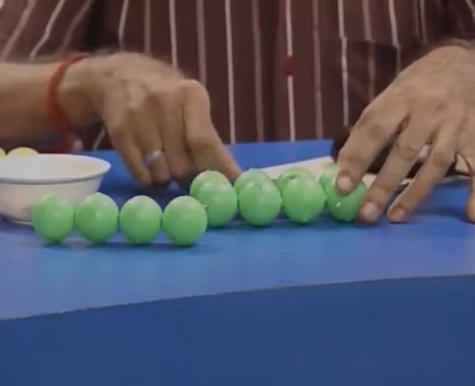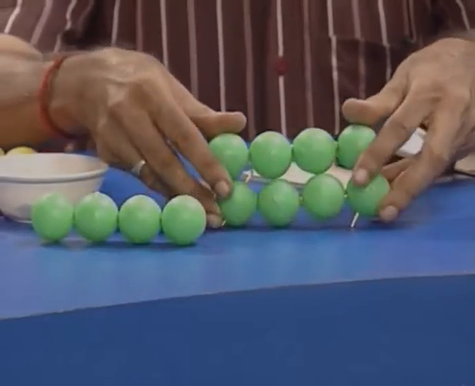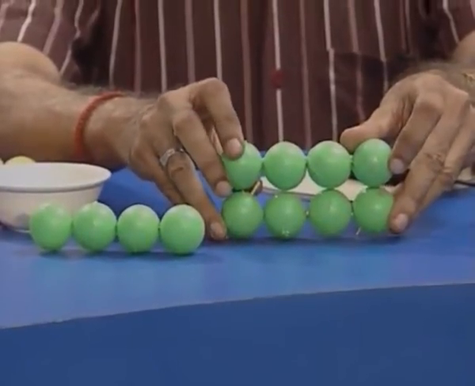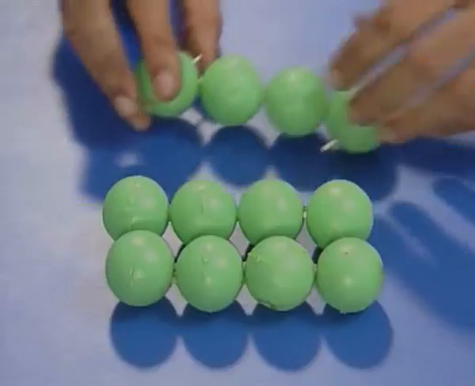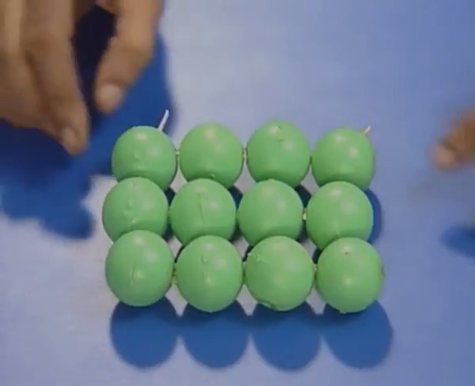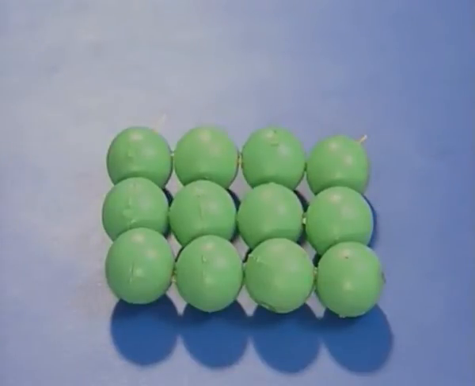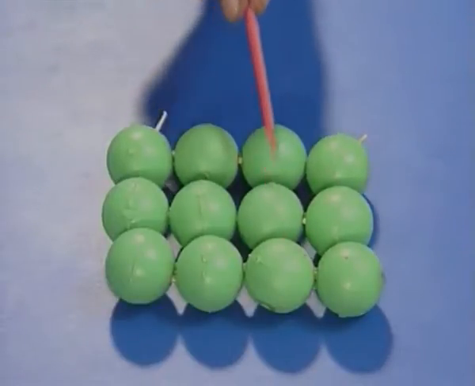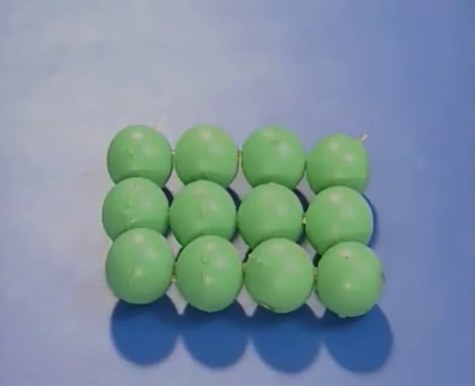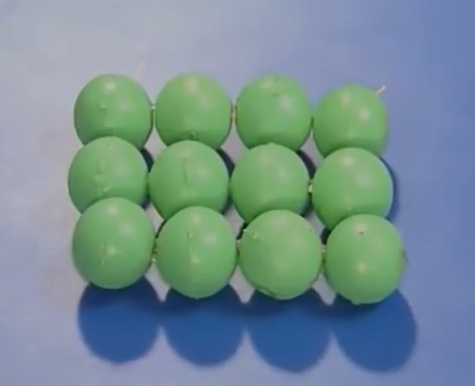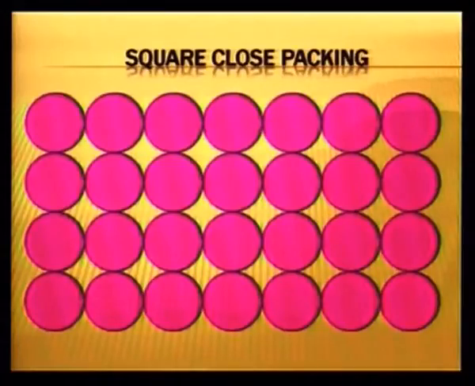So, they are all aligned. You can just see that particles of one row are exactly above the particles of the second row. Similarly, we can place a third row in similar fashion, and again you can see that these particles align with each other. This is one possible arrangement. In this arrangement, you can see there is lot of free space available. It is not a very efficient kind of packing. Packing is called square close packing.